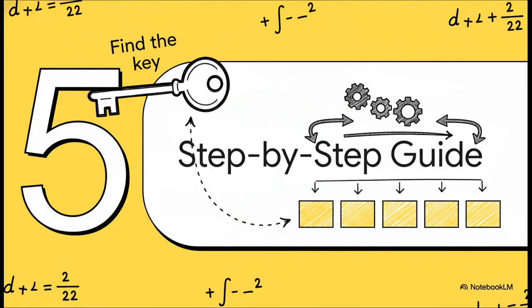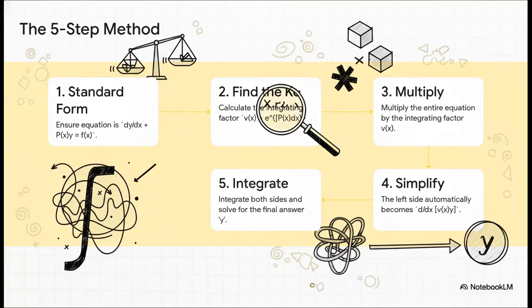Okay, so we've forged the key from pure theory. That's the why. Now let's get practical. How do you actually use this thing? Here's a simple, repeatable method you can use every single time. So here it is, a foolproof 5-step guide. First up, you've got to get your equation into that standard form. Second, find the p(x) term and use our key formula to calculate the integrating factor.